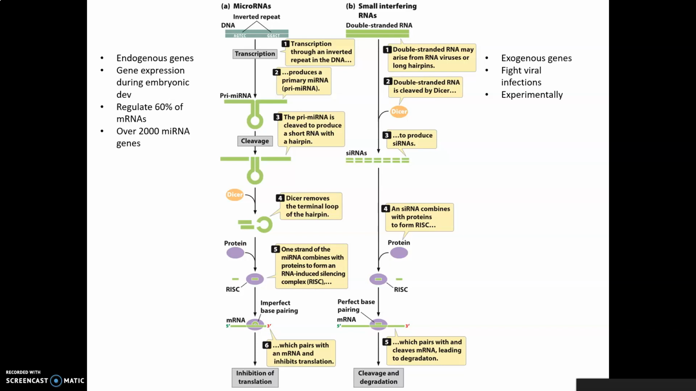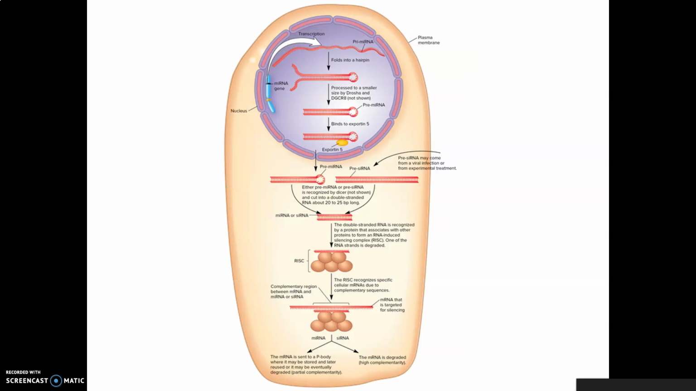MicroRNAs are endogenous, meaning they are coded within our genome, whereas small interfering RNAs are exogenous, and they usually come from viral genomes. MicroRNAs function in gene expression, normally during embryonic development in plants and animals. They regulate over 60% of our mRNAs, and there are over 2,000 genes that code for microRNAs. Small interfering RNAs, their job usually is to help fight viral infections, and they have also been used experimentally by scientists. So this is how they function.